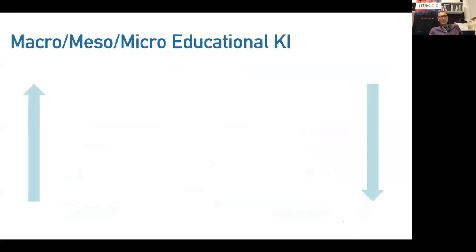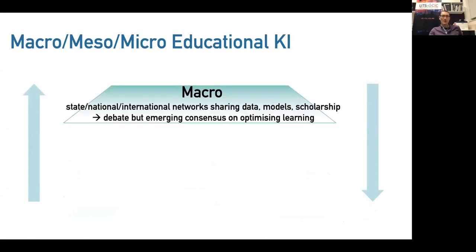So maybe we can use the same layers to think about knowledge infrastructure. Okay. We've got macro-level knowledge infrastructure where we've got scholars and researchers and companies sharing data and models and insights. And there's going to be debate, but perhaps we can imagine an emerging consensus around how do we optimize learning. And of course, within the research community, there is an evidence base emerging about how to design good learning analytic systems and empirical findings, and these are the things we publish in our respective journals and conferences.